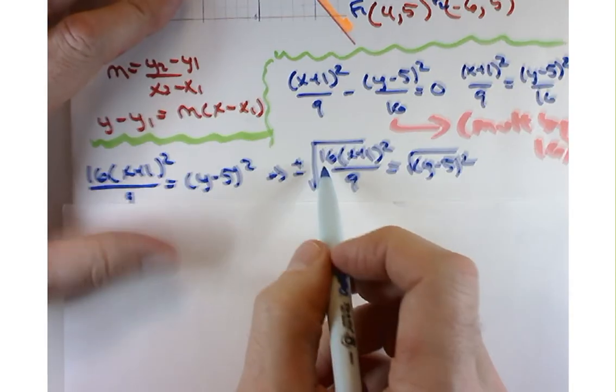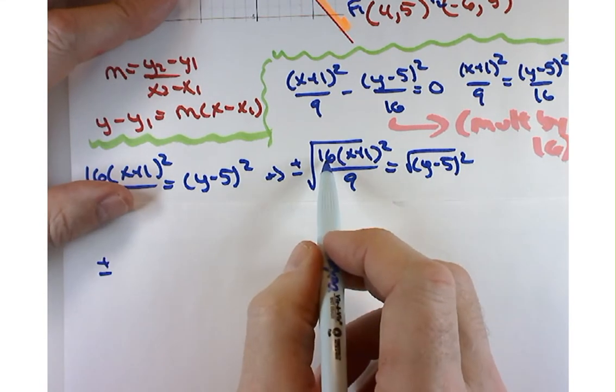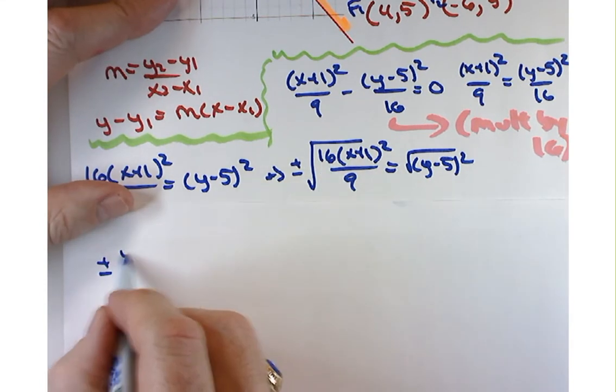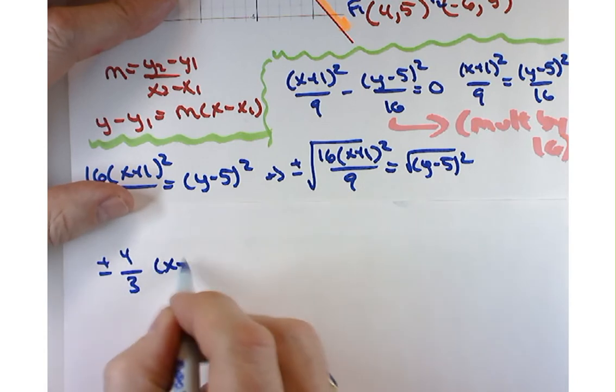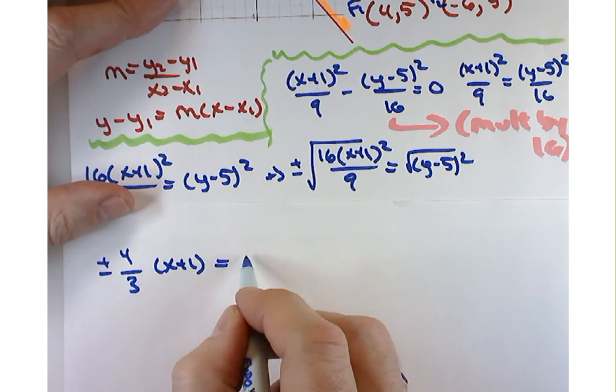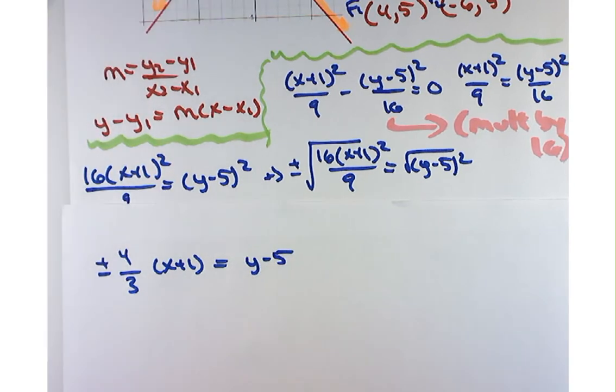Now let's take it a step at a time. It's going to be plus or minus. What's the square root of 16? 4 over 3 times (x plus 1) equals y minus 5. By the way, you only want the plus or minus on one side.